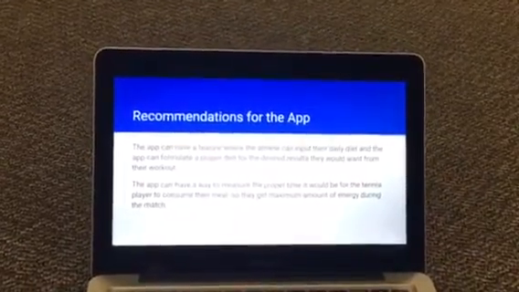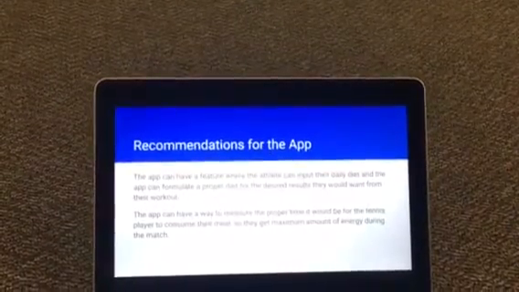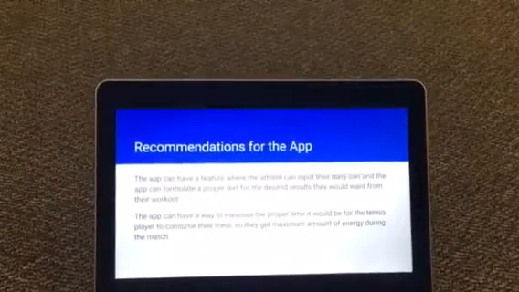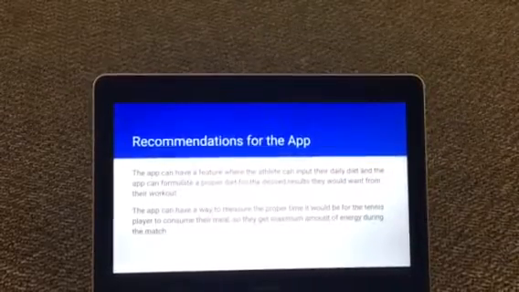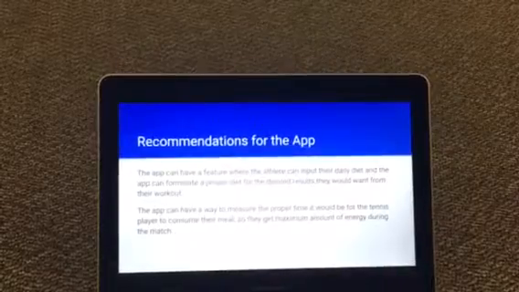The app can have a feature where the athlete can input their daily diet, and the app can formulate a proper diet for the desired results they would want from their workout. The app can also have a way to measure the proper time for the tennis player to consume their meal, so they get the maximum amount of energy during the match.